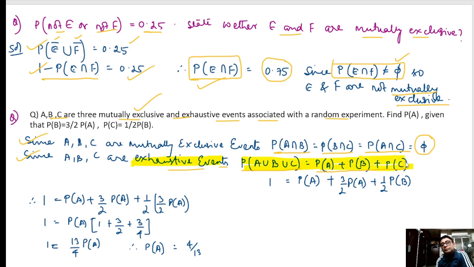Now we will replace here P(A). P(B) is given 3 by 2 P(A) and P(C) is given half P(B). So in place of P(B) I will write 3 by 2 P(A). So solving this we get P(A) as this. They told find P(A).